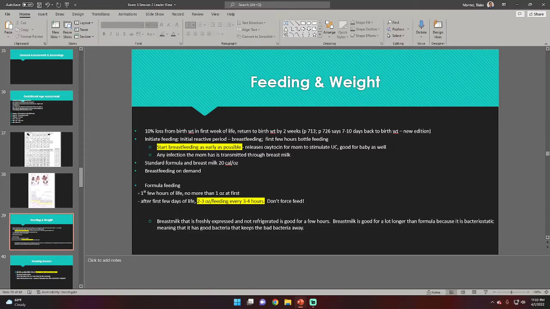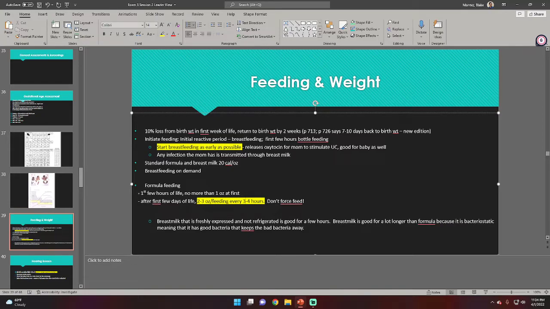Feeding and weight. A 10% weight loss from birth is seen in the first week of life, but will return to that birth weight by 2 weeks. In your book, or in my old book, it says it takes 7 to 10 days to get back to the birth weight. Okay. You're going to initiate feedings, breastfeeding or bottle feeding. Start the breastfeeding as early as possible. This will release oxytocin from the mom to stimulate uterine contractions, and what uterine contractions are going to do is, of course, prevent postpartum hemorrhage.